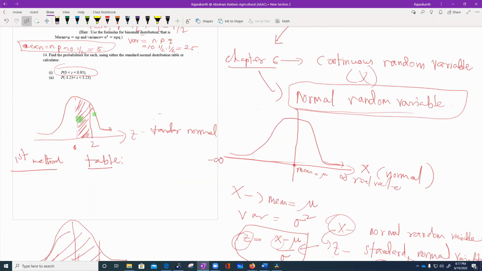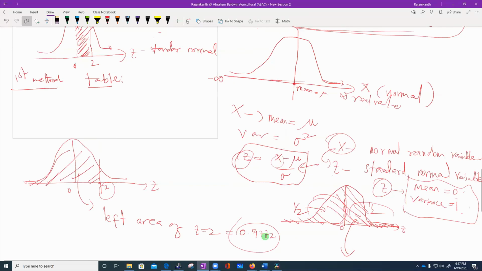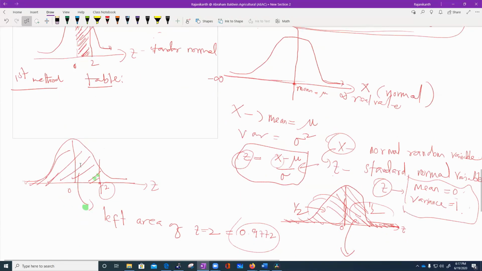0.8289. Say it again. 0.8289. Why is it 289? Could you explain in words? If you go to the table, 0.95, the area is that. You see now, if you look at the answer we just got, there's a relationship between this picture and that picture. Do you see that?